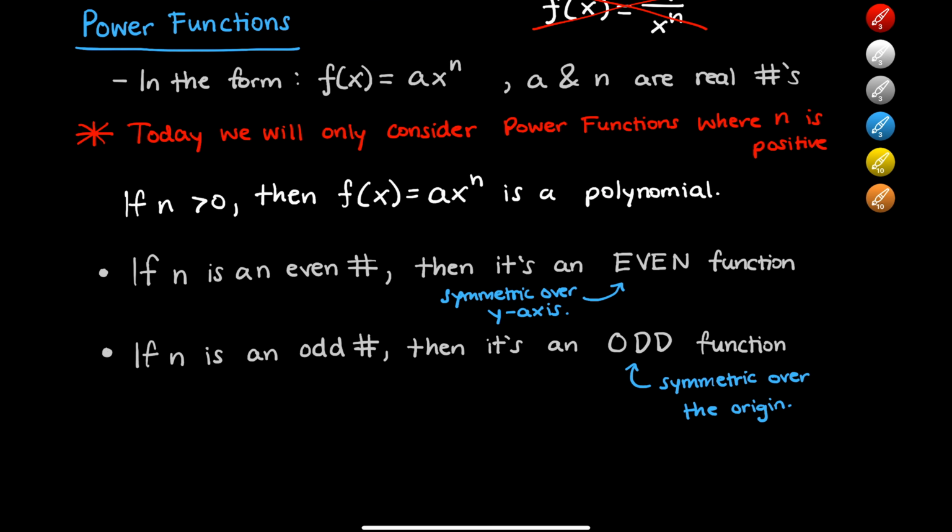If n is an even number, like 2, 4, 6, 8, 10, 12, and so on and so forth, then this is an even function where it's symmetric over the y-axis. If n is an odd number, then it's an odd function, and it's symmetric over the origin. We went over this concept in the last video, 1.1 Review Functions Part 3, so if you need a review on that, then go check that video out.